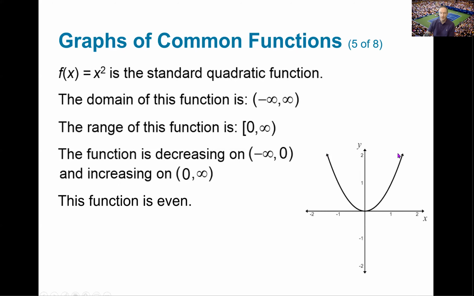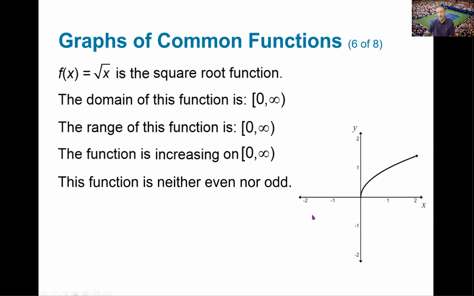Up next, like I said, is y equals x squared. It's just a parabola with its vertex on the origin at 0, 0. And you can see we know it's decreasing from negative infinity to 0, and it's going to be increasing from 0 to infinity.